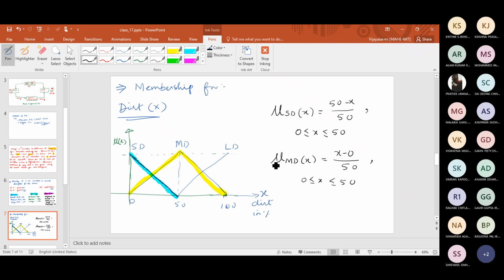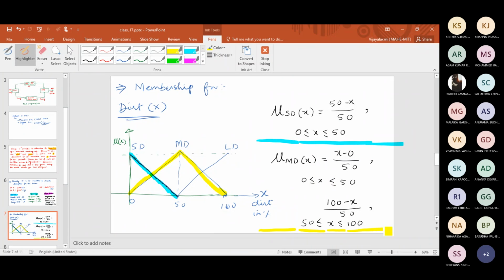0 to 50. The second one here is (100 minus x) divided by (100 minus 50), that is 50, if it is in the range between 50 and 100. Okay, see here, these two expressions are for medium dirt. Once again, I'll explain how I have written the expression.